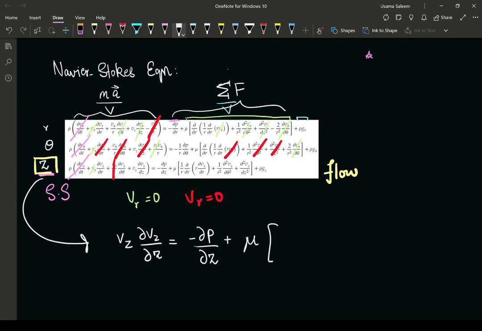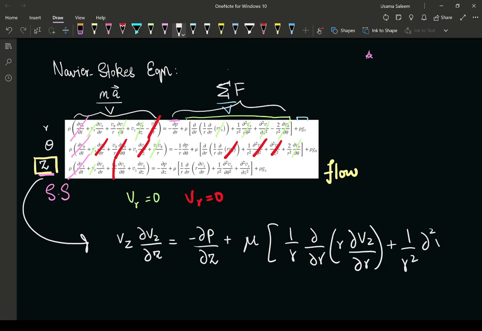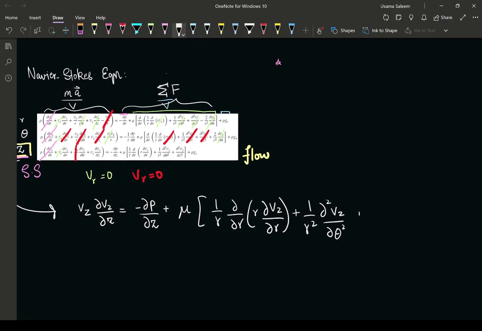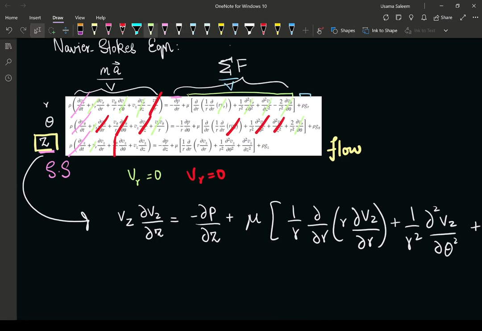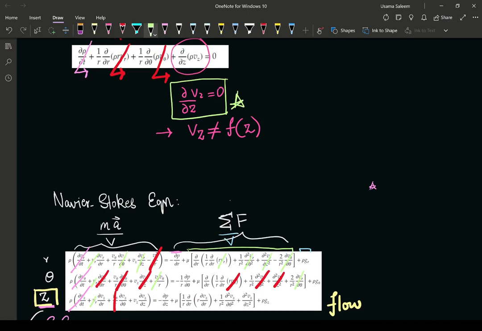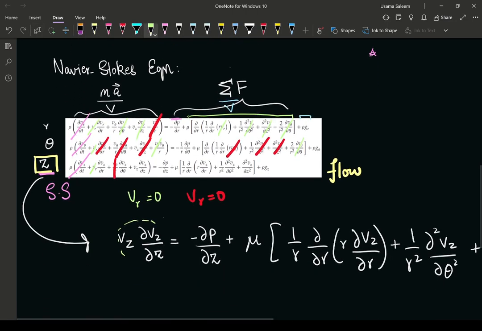Let's see. 1 over r, partial derivatives, 1 over r squared. So before I cancel out some terms, I want to just show you guys something. Let's go one by one. So I'm gonna get rid of this term. Why? Because that's the result I got from my continuity equation. So this also goes away.